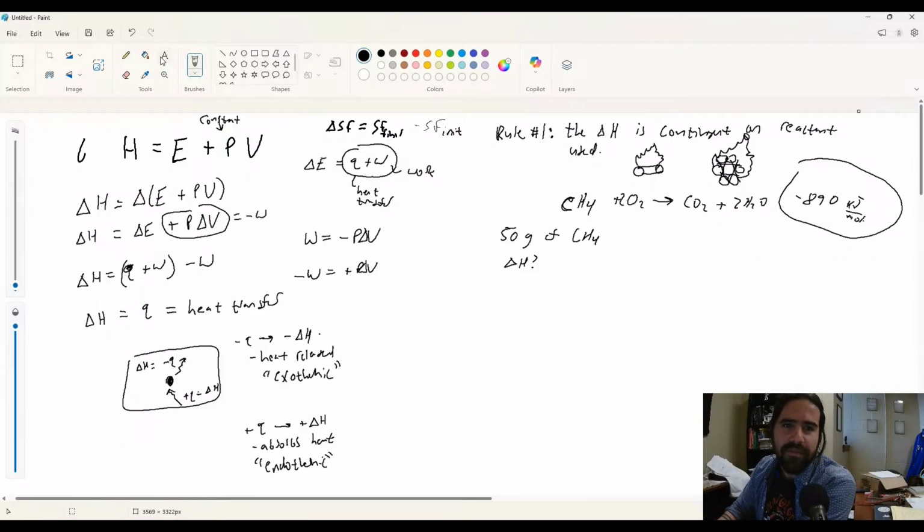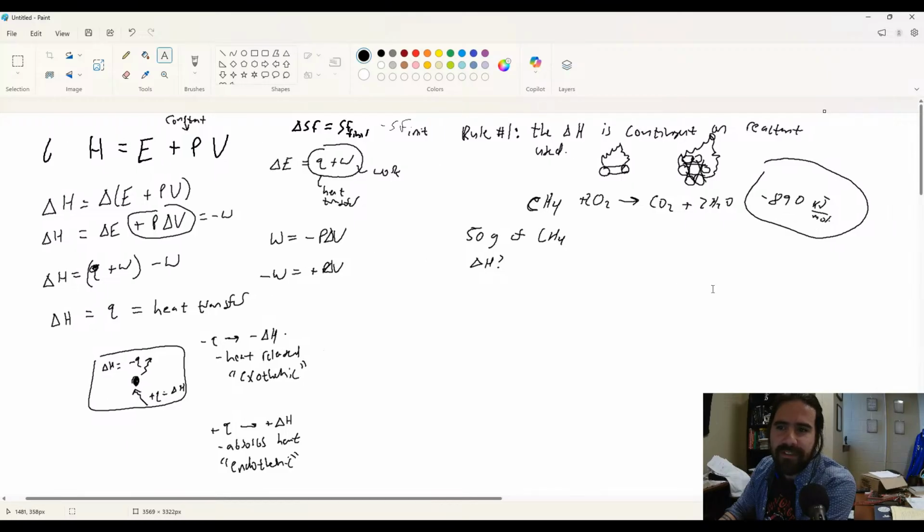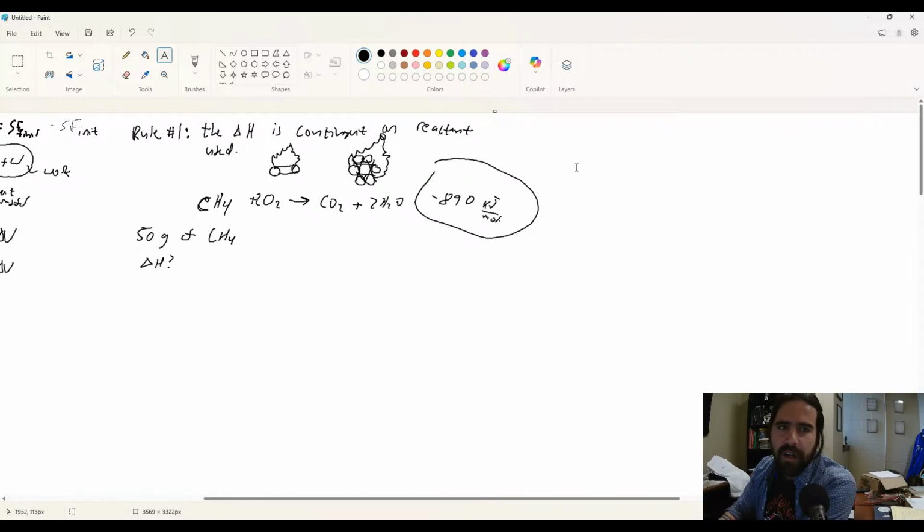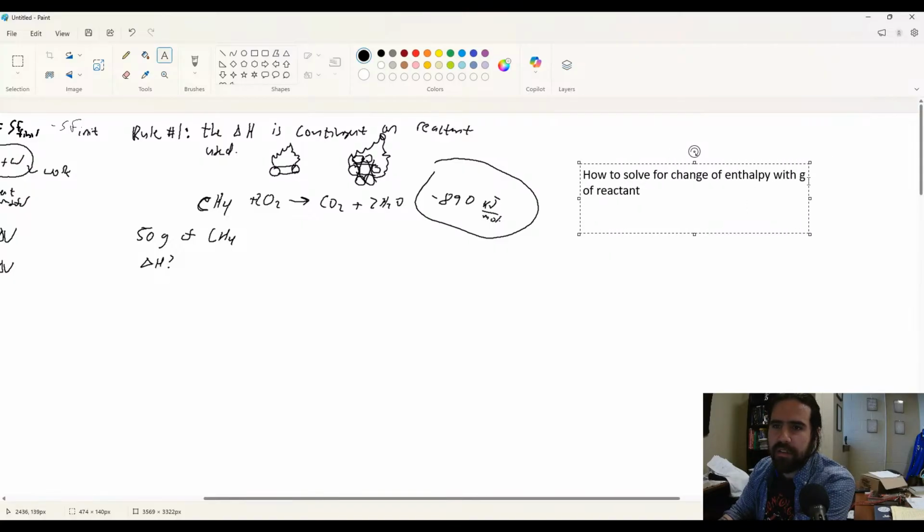let's make a protocol here. This seems like a good opportunity for a protocol. So, how to solve for change of enthalpy with grams of reactant. Excuse me, silly me. Silly Dr. K mixing up his words and such.